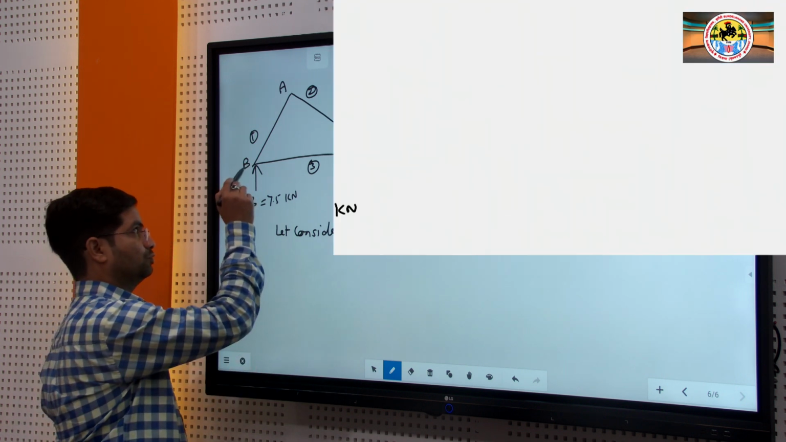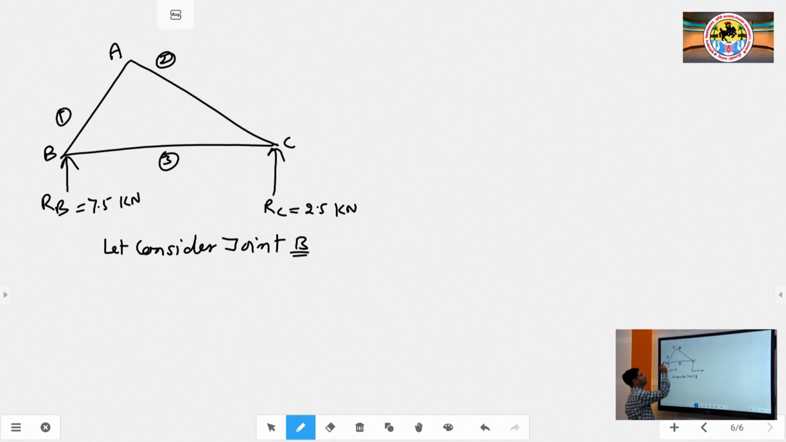So, at this joint we have 2 unknown members. You can consider either the joint B or the joint C, because at C also there are 2 members on which we do not know the forces. Also you can consider the joint A, because here also 2 unknown forces are acting, but initially with the help of known forces we have to identify the unknown forces on the members. So, initially we are considering the joint B.